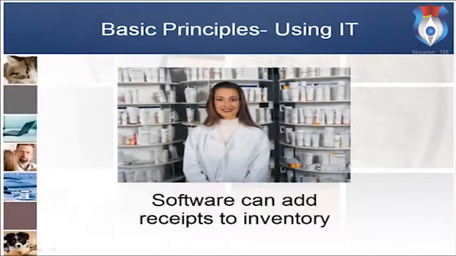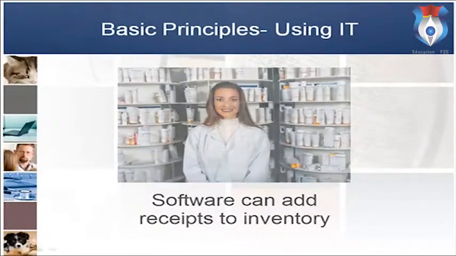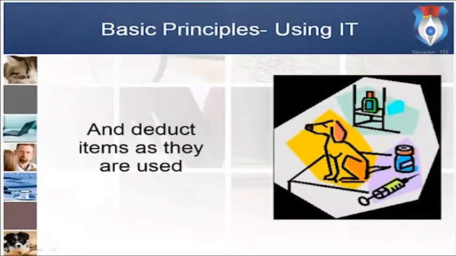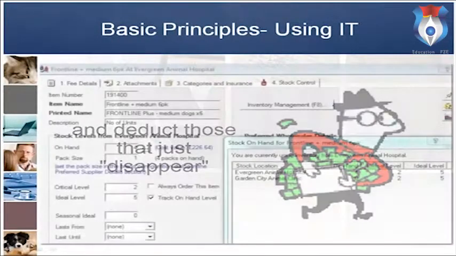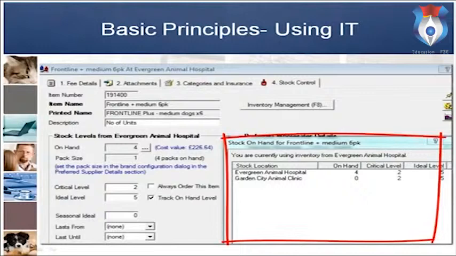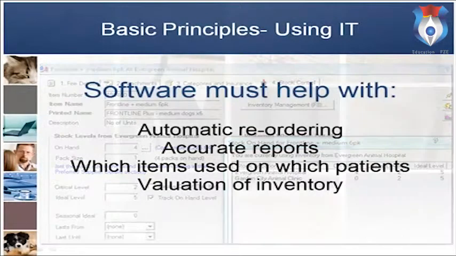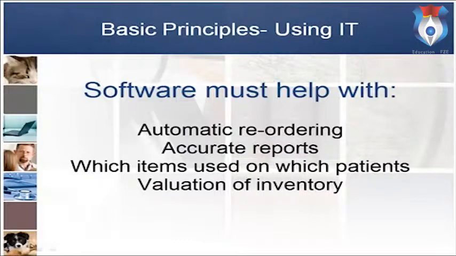Most inventory management software can record items added to inventory and those removed from inventory as they're administered, dispensed, wasted, or returned for vendor credit, or they've somehow walked out of your practice by themselves. It should also show how many of each item are on hand at any given time, and help with automatic ordering, accurate reports, recording what items have been used on which patients, and calculating the amount of money you have tied up in inventory.